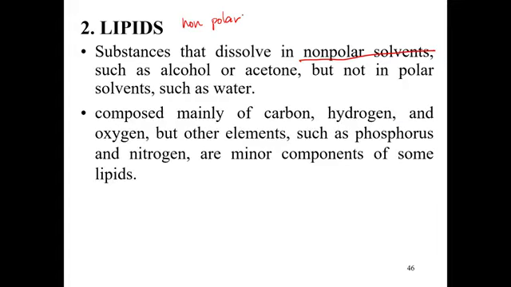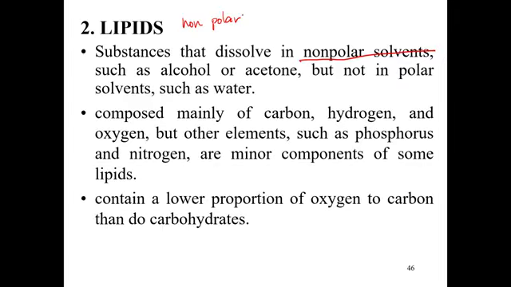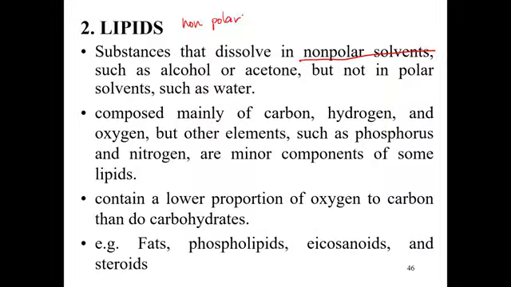It is composed mainly of carbon, hydrogen, and oxygen, but other elements such as phosphorus and nitrogen are minor components of some lipids. They contain a lower proportion of oxygen to carbon than do carbohydrates. Mas maraming carbon sa lipids, like fats, phospholipids, eicosanoids, and steroids.